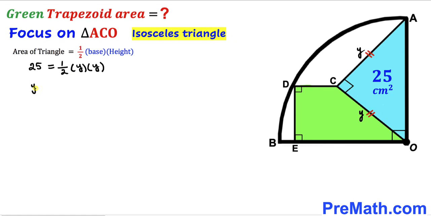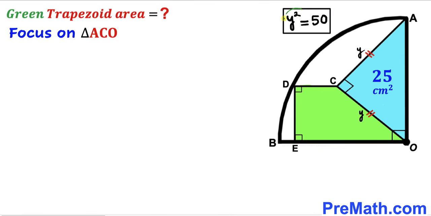We got y square divided by 2 is equal to 25. I'm going to multiply both sides by 2 to isolate y square. Here we can see 2 and 2 is gone. Therefore, the y square value turns out to be 50. And here's our next step.